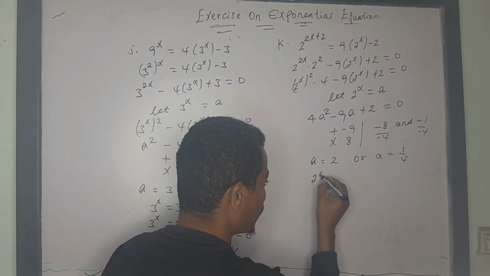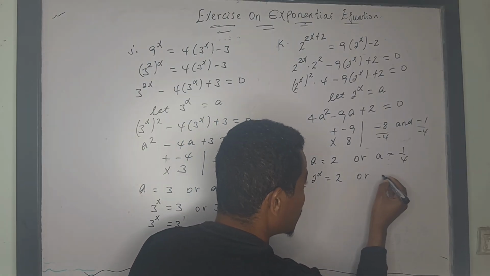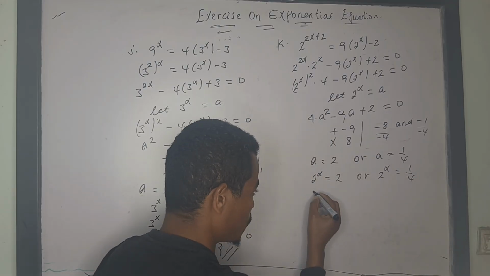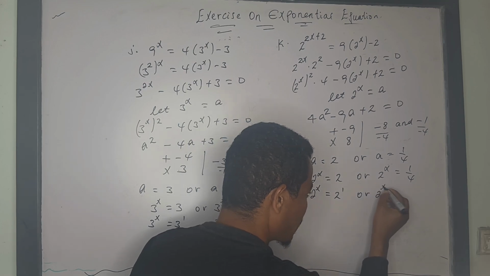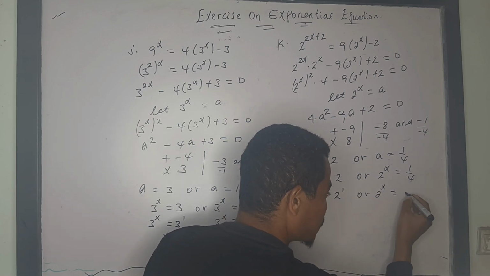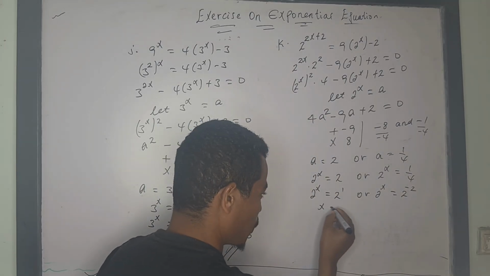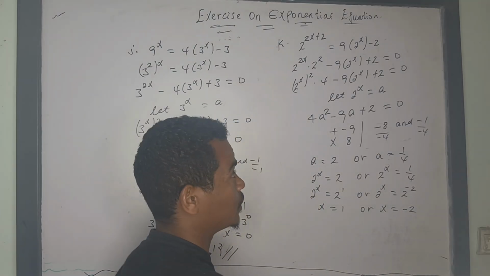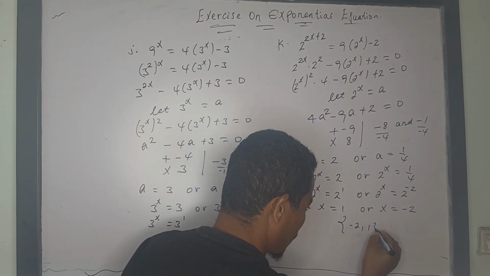But we have said that a is equal to 2 to the power of x. That means 2 to the power of x is equal to a, which is 2, or 2 to the power of x is equal to a, which is 1 over 4. From this one, 2 to the power of x is equal to 2 to the power of 1, or 2 to the power of x is equal to 1 over 4, which is the same as 1 over 2 squared, that is 2 to the power of minus 2. From this one, x is equal to 1 or x is equal to minus 2. So the solution of this one is minus 2, 1.